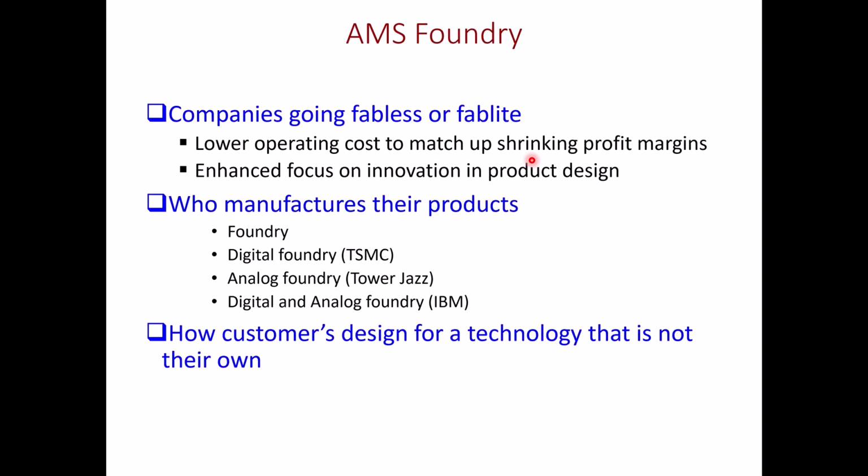So AMS Foundry: a lot of companies have gone fabless, they've gone fab light, right? They've reduced their fab capacity, and a lot of companies have stopped doing R&D beyond a certain CMOS node, right? This is typically done to lower your operating costs to match up with the shrinking profit margins. There's a consolidation happening continuously in the market, and then you want to enhance your focus on innovation and product design, right? So once a company goes fabless or fab light, they still want to manufacture their products. Foundry is the place. Foundry is the unit that manufactures their products.